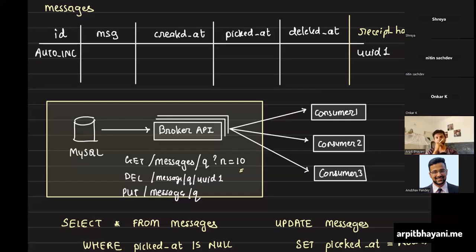Understood. That is why we need idempotent consumers also from our side. Got it. Correct.